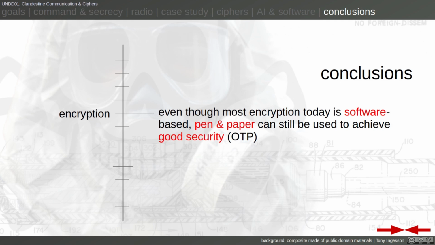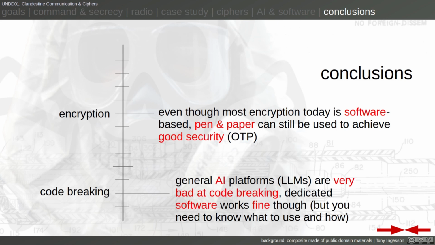Encryption. As for encryption, even though most encryption today, as you probably know, is software-based, pen and paper can still be used to achieve very good security in the form of one-time pads. And code breaking: general AI platforms or large language models are actually very bad at code breaking, as I've shown. Dedicated software works fine though, but you still need to know what kind of software to use and how to use it. That's all I had for this time, but now, as you know, all you need is a little bit of practice, and then you can actually be better at code breaking than a modern AI.